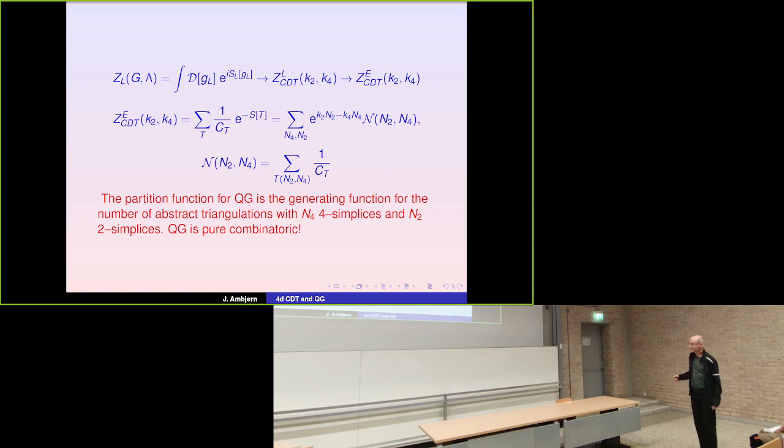So here's a remarkable fact that the partition function of quantum gravity is just the generating function of the number of abstract triangulations with a given number of N4 simplices and N2 simplices. So it is purely geometric, kind of combinatoric. And that is actually what allowed this whole industry of two-dimensional quantum gravity, Liouville theory, and so on, to take off and be solved exactly. This was because in 2D you could count this number here.